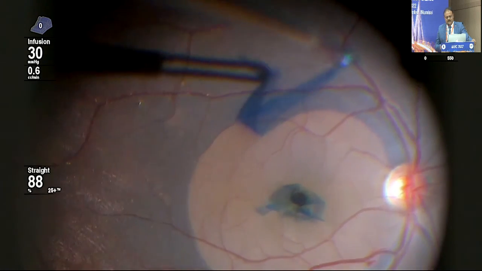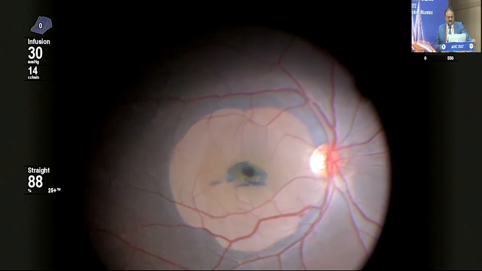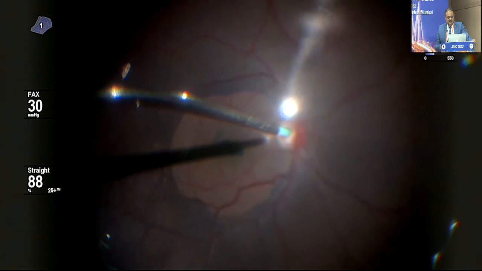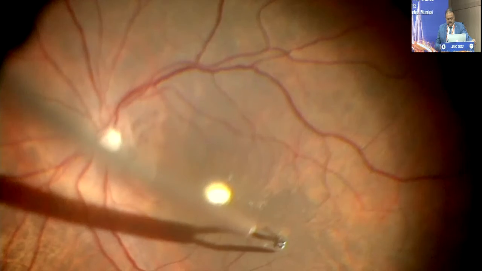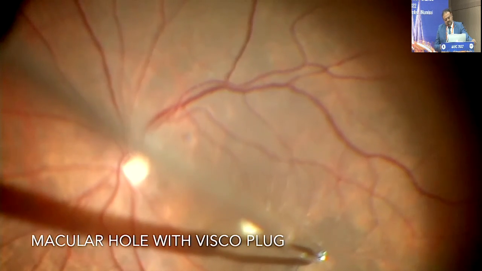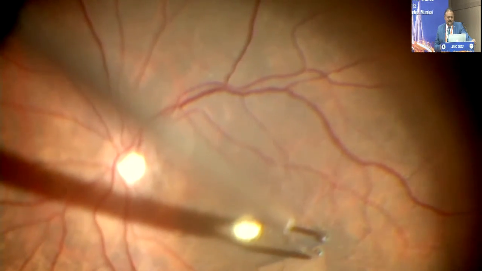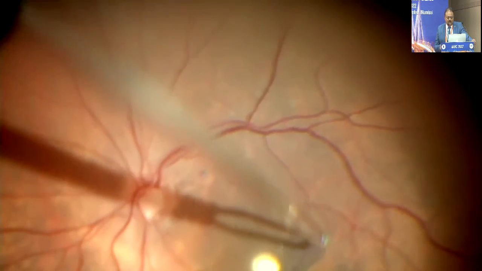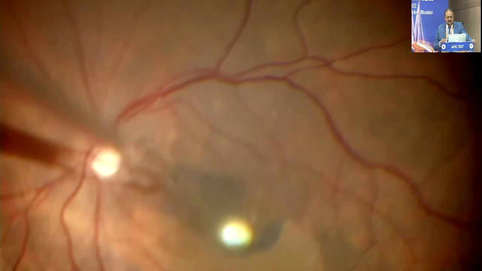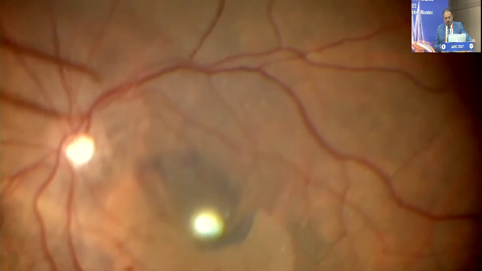So what I was mentioning, I try to peel as much as possible. Now sometimes in an inverted flap technique, what you plan doesn't happen. Like you plan to get the flap over the macular hole, but sometimes the flap actually comes on eccentrically, not over the macular hole. Then you need to do some modification.